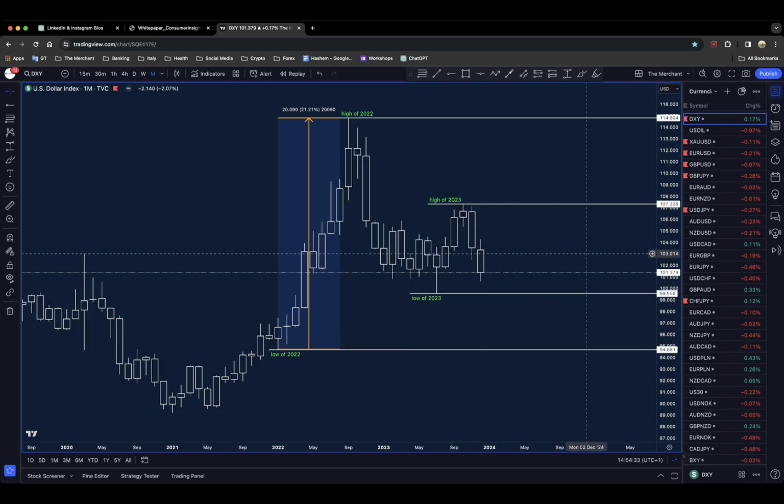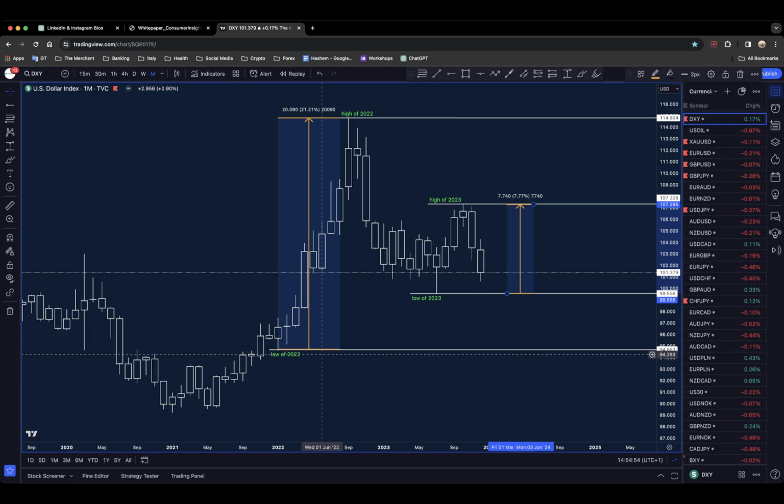Let's measure it with the price range tool. From top to bottom, we can see that the price moved 7%, which is 7,700 pips. What I want to say here is that in 2022 the price moved around 21.2%, which is around 20,000 pips, and in 2023 the price moved 7.7%, or around 7,700 pips. This is almost one third of what the price moved in 2022, and that can explain a lot of what we have seen in 2023.